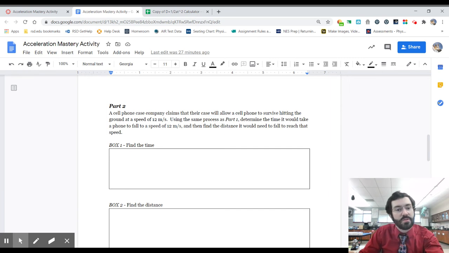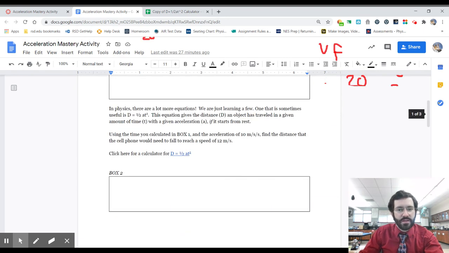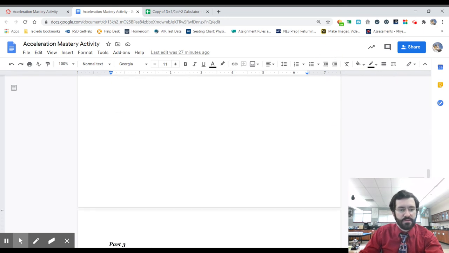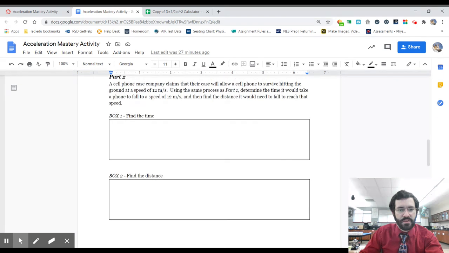Okay, if you have any questions about this, make sure to send an email or send a message through Canvas. Hopefully that's enough to get you guys started and figure out whether or not the cell phone case can truly protect it. Okay, nice job, and good luck on this mastery activity.